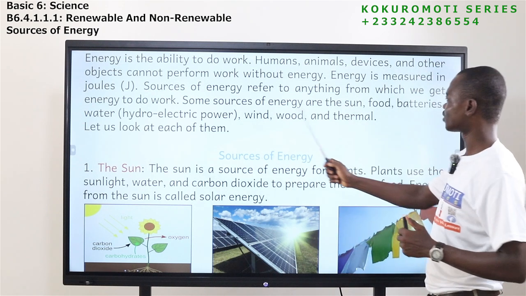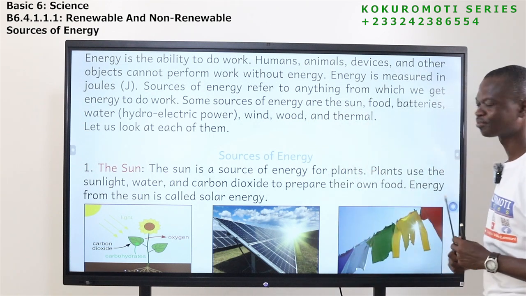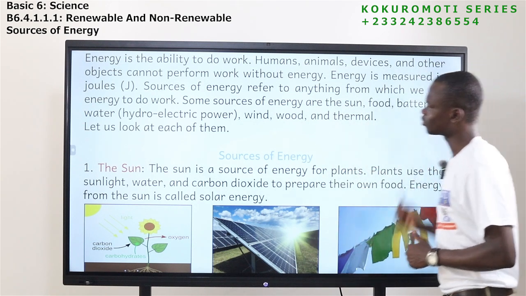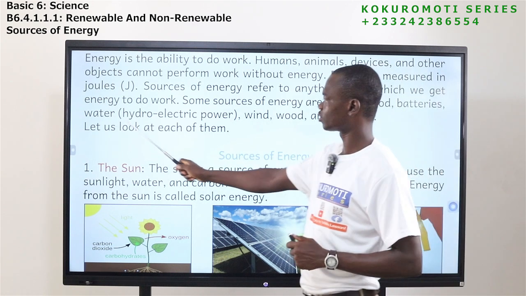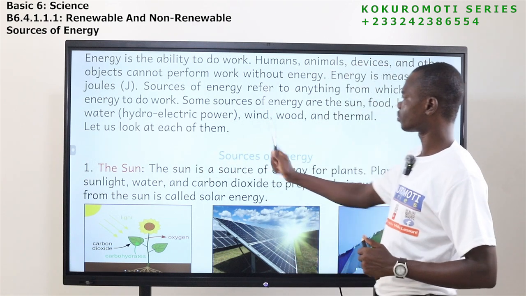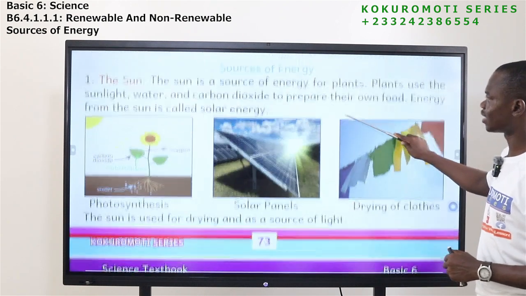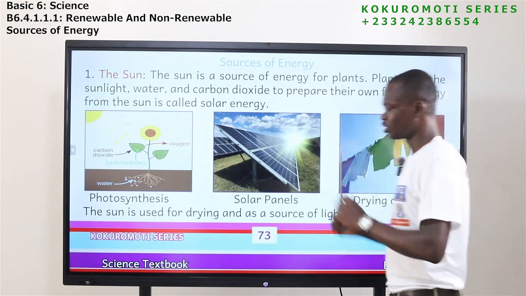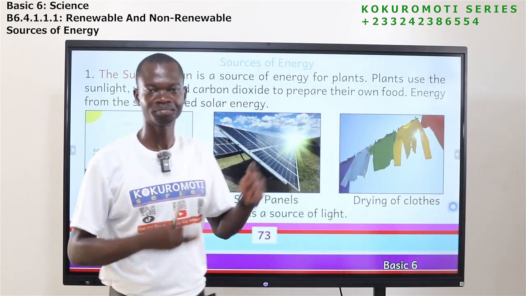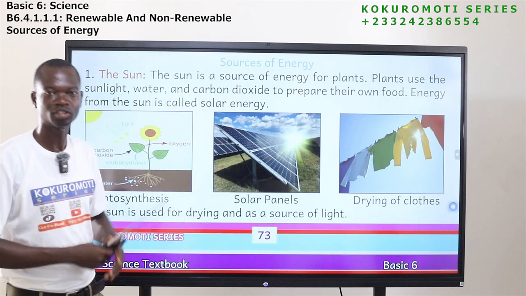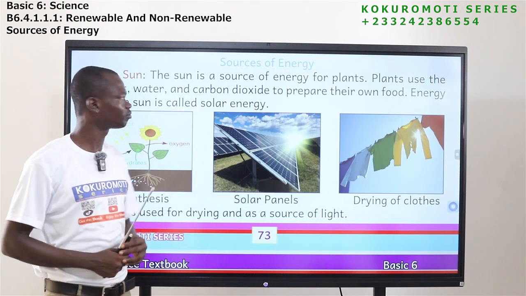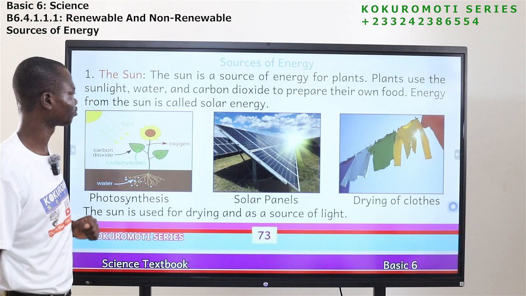So, some sources of energy are the sun, food, batteries, water, in brackets hydroelectric power. We have wind, we have wood, and thermal. Now let's look at them in detail. Sources of energy. We are looking at all the common sources of energy. The first one is the sun.